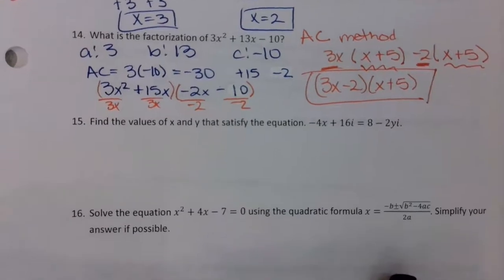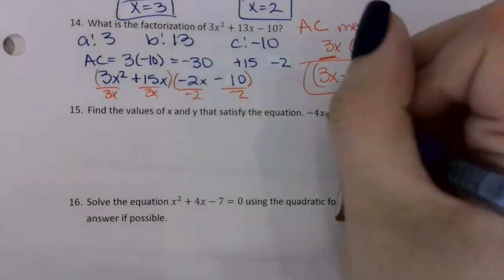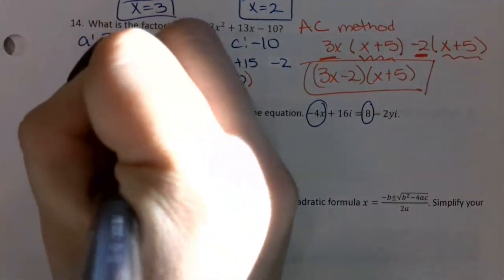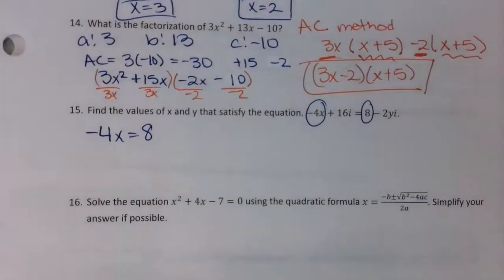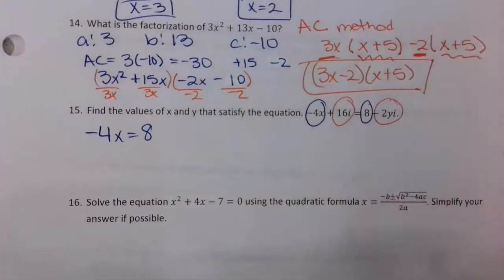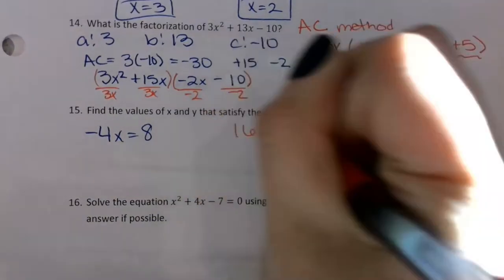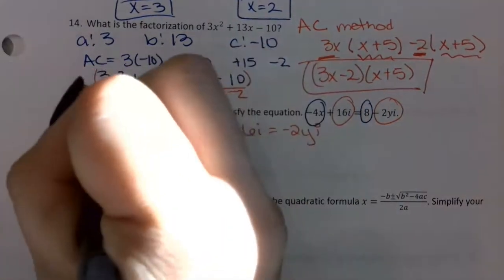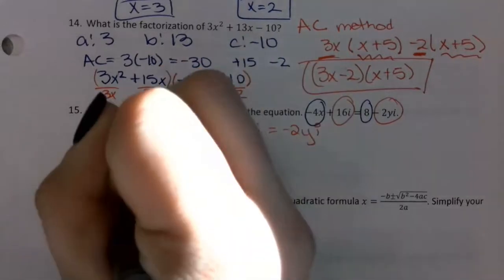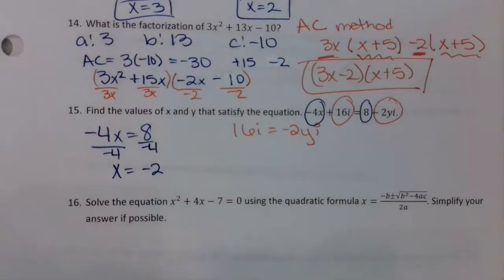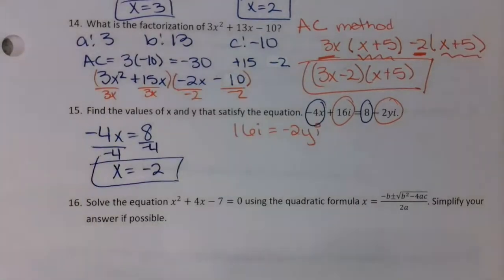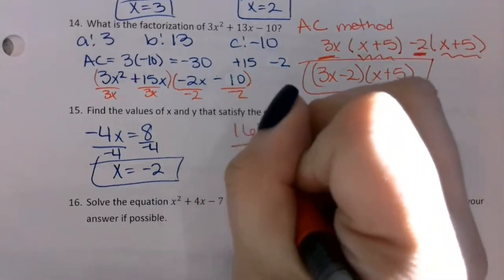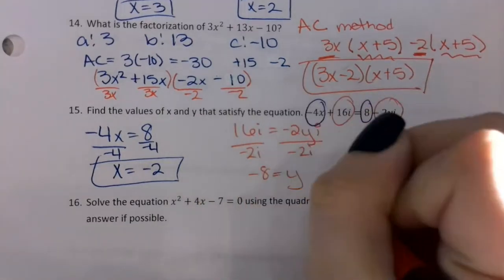Number 15 wants me to find the values of x and y that satisfy the equation. So what I want to do is I want to take my two real pieces, and I'm going to set those equal to each other. So I have negative 4x equals 8. And I'm going to take my two imaginary pieces, the 16i and the negative 2y, and I set those together. And then I solve. So on the first one, I divide both sides by negative 4. I get x equals negative 2. On the second one, I want to divide both sides by negative 2i. And I get negative 8 on the left and y on the right.